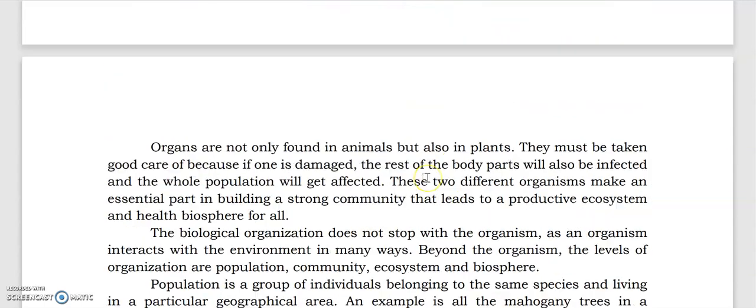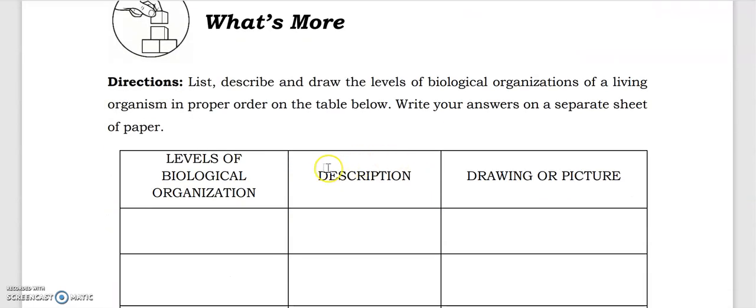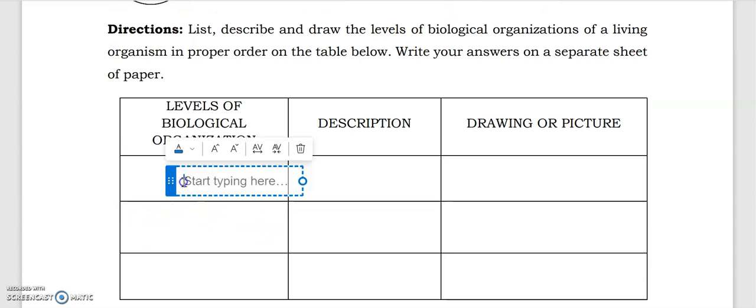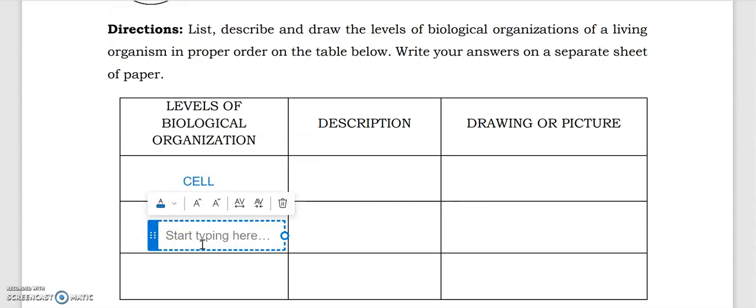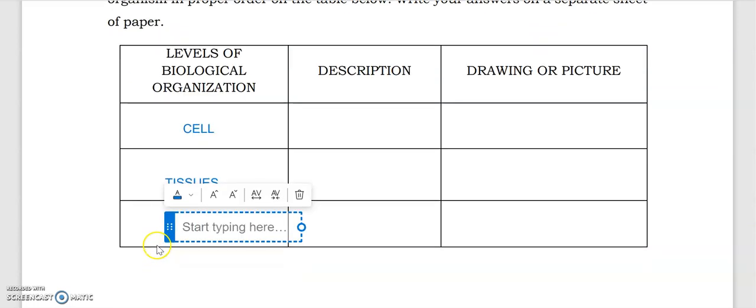So that's our discussion proper of this topic. Let's proceed to the what's more. For the what's more, you're asked to describe and draw the levels of biological organization of an organism. So we're going to start with the cell, followed by tissues. You may do your research on these for the description and the drawing. Then we have the organs.